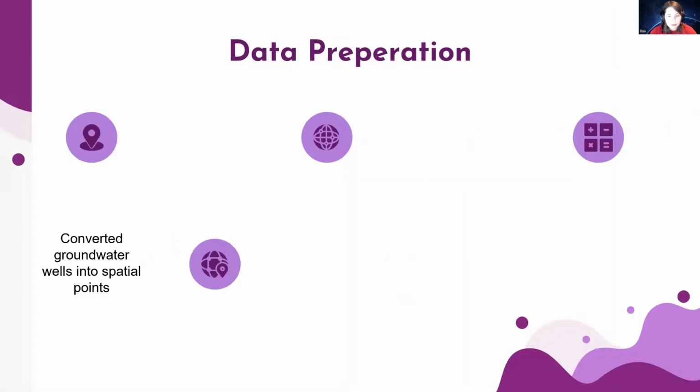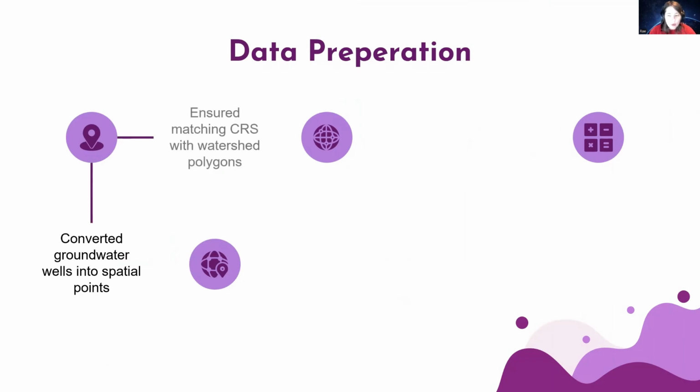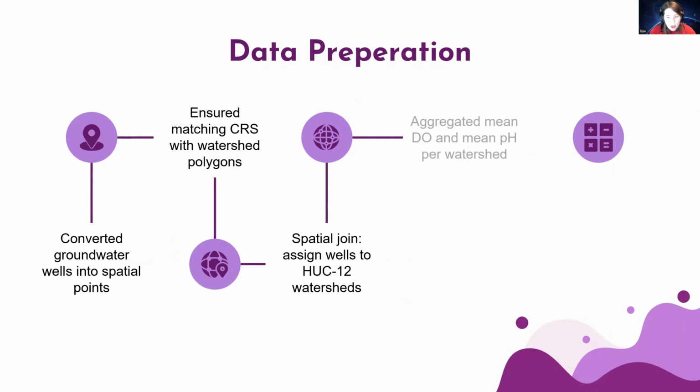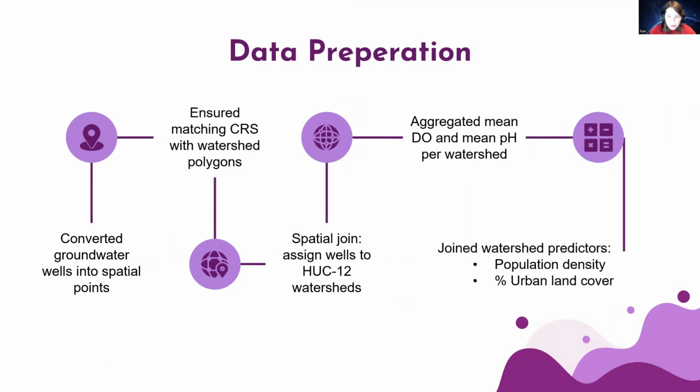Methodology. I began by converting the groundwater wells into spatial point objects, as they were originally character values and I kept getting errors. Then I aligned their coordinate system with the watershed polygons. Next, I used a spatial join to assign each well to the watershed it falls within. From there, I calculated mean DO and mean pH values for each HUC12 watershed. Then, I computed watershed level characteristics such as population density and percent urban cover to use as explanatory variables.